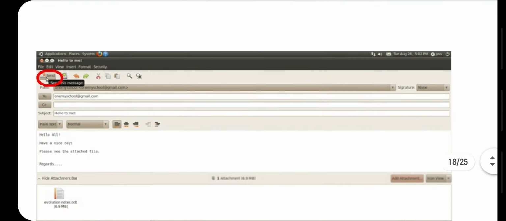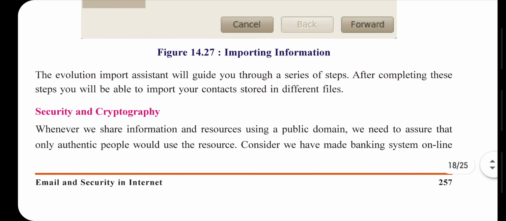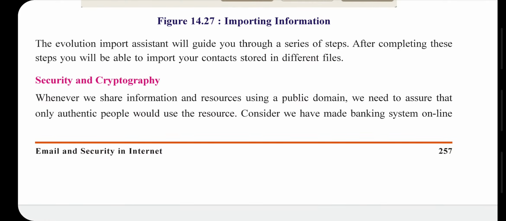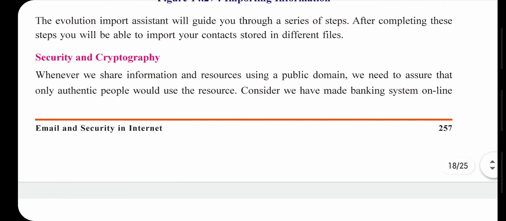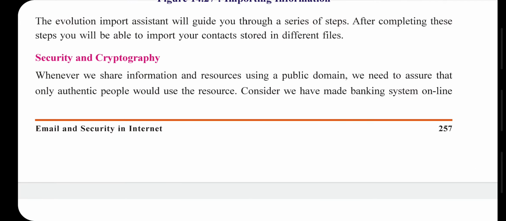Now we are moving to the next topic, that is security and cryptography. Security, why security is needed, that we will see. Whenever we share information and resources using a public domain, we need to assure that only authentic people would use the resource. When you are sharing the resources, we need to be sure that no unauthentic person is allowed to use your resources or your information. We need to protect our resources and information from unwanted people, right?